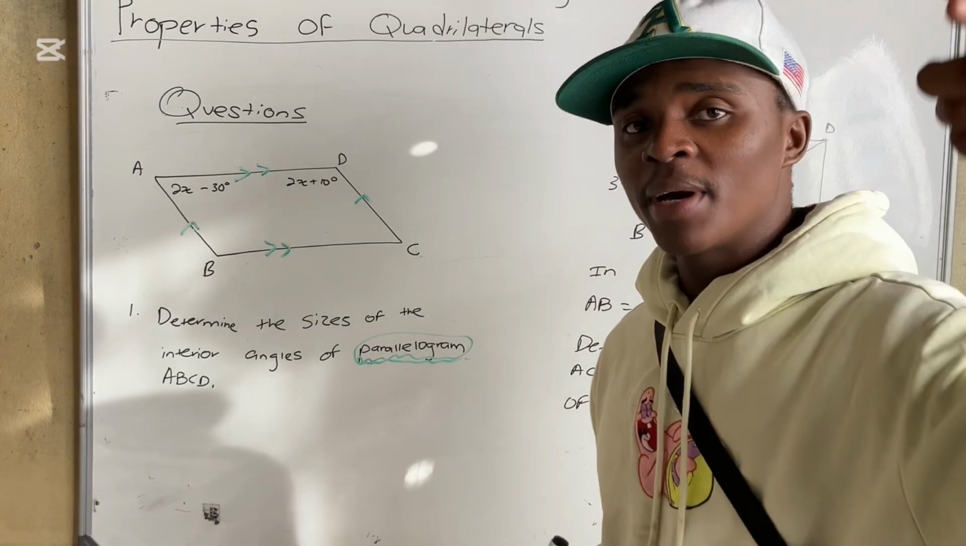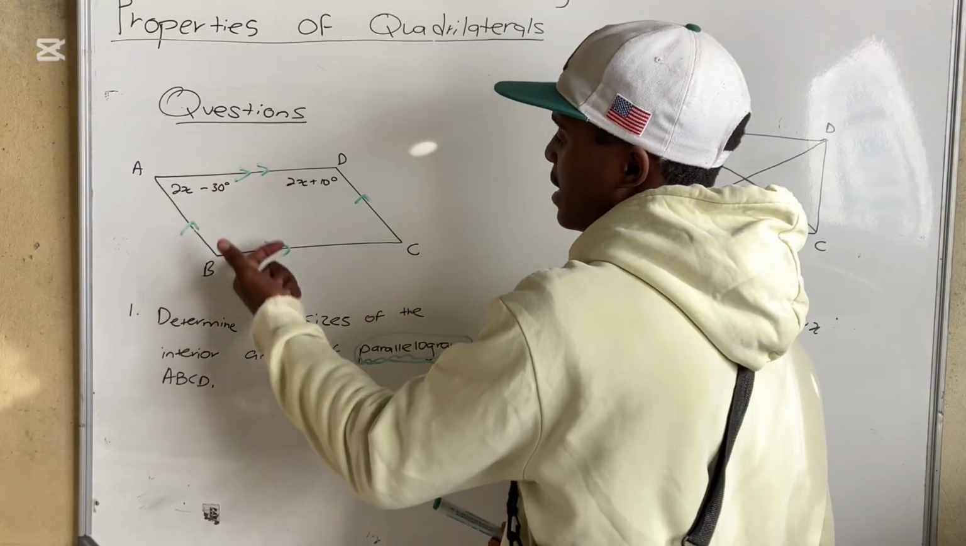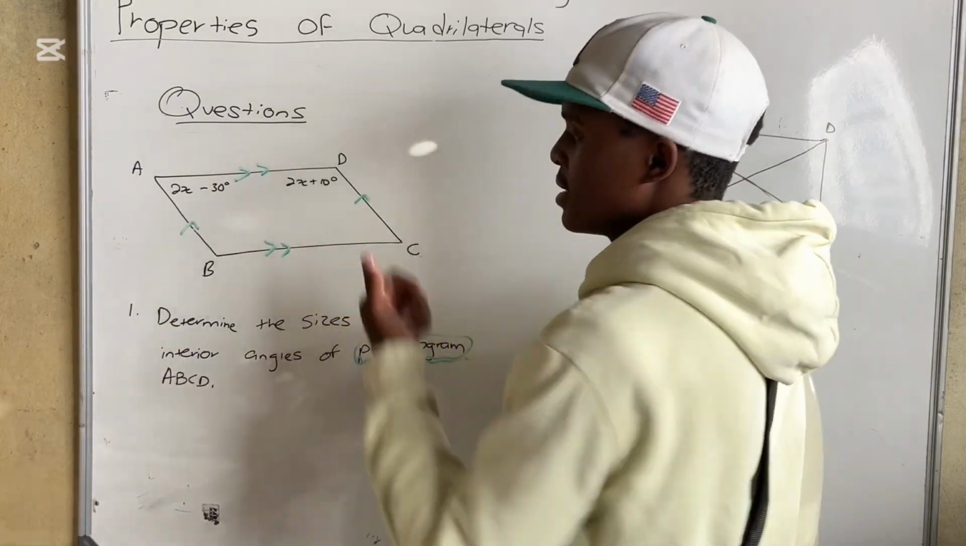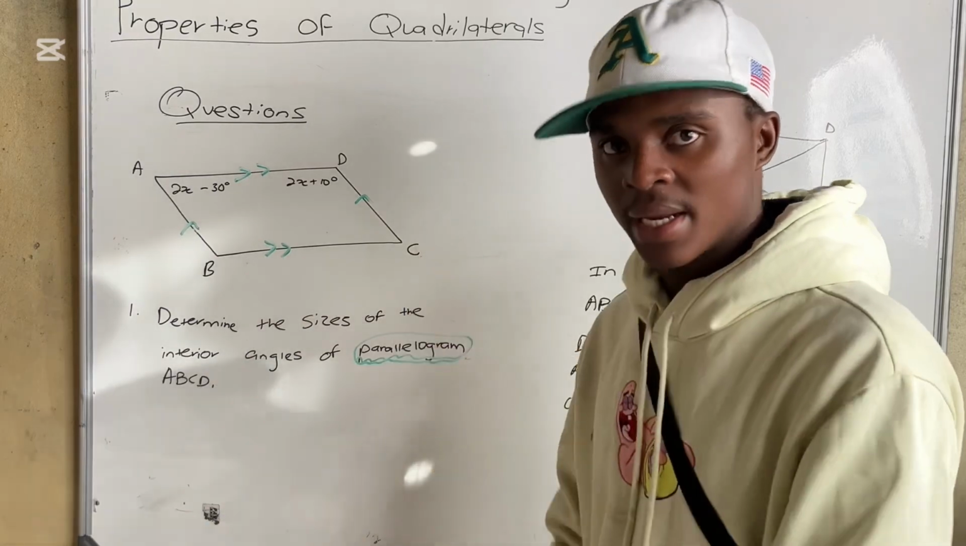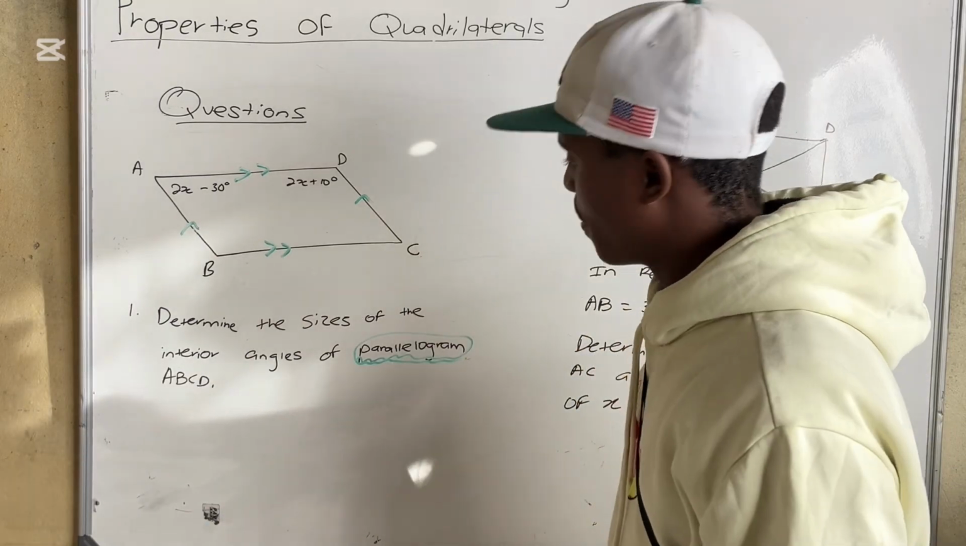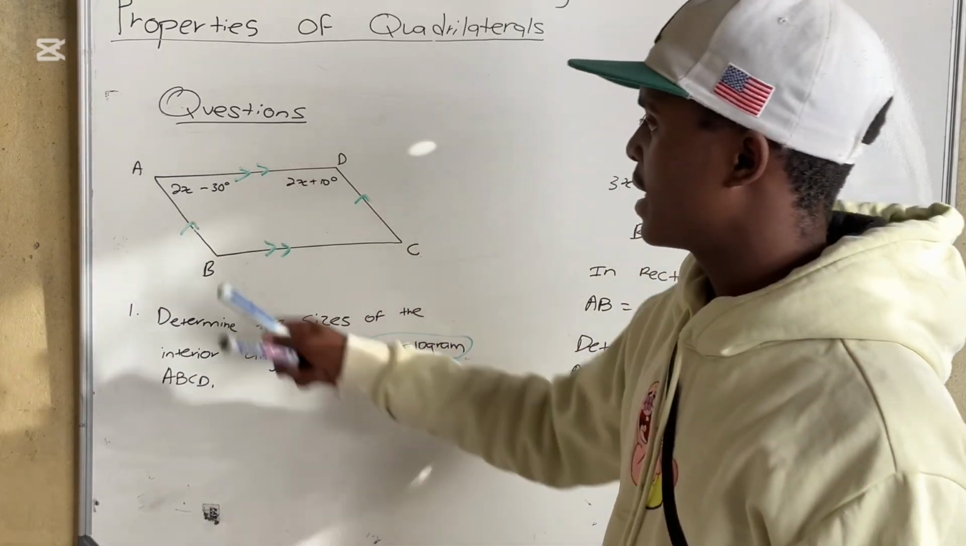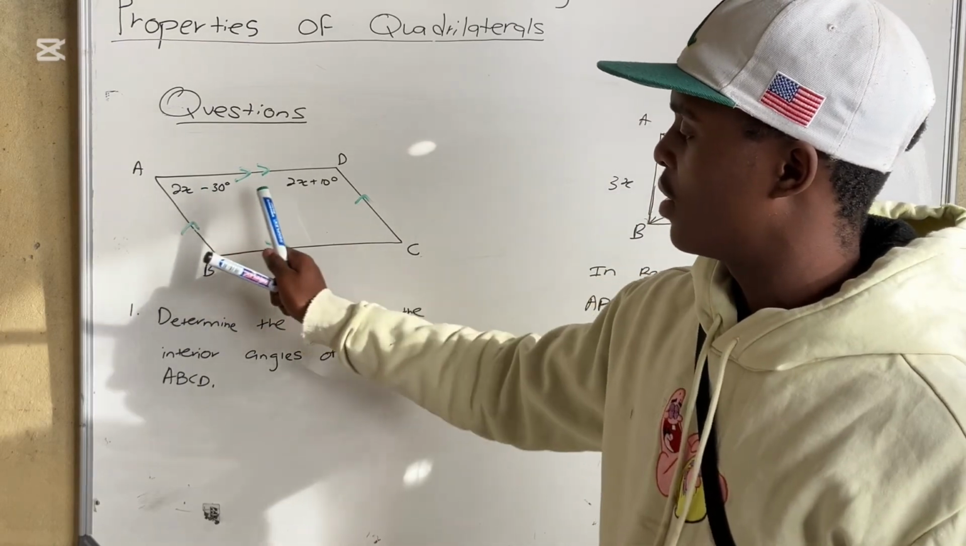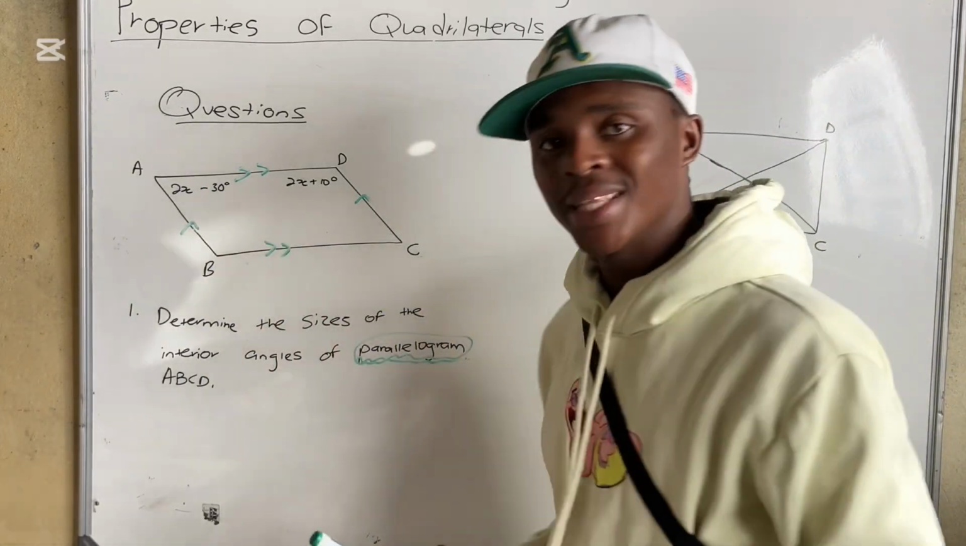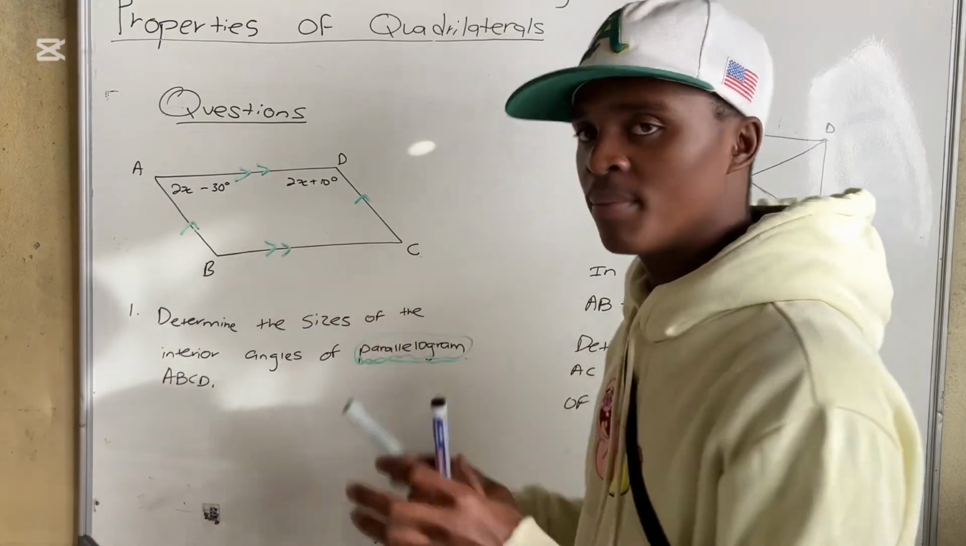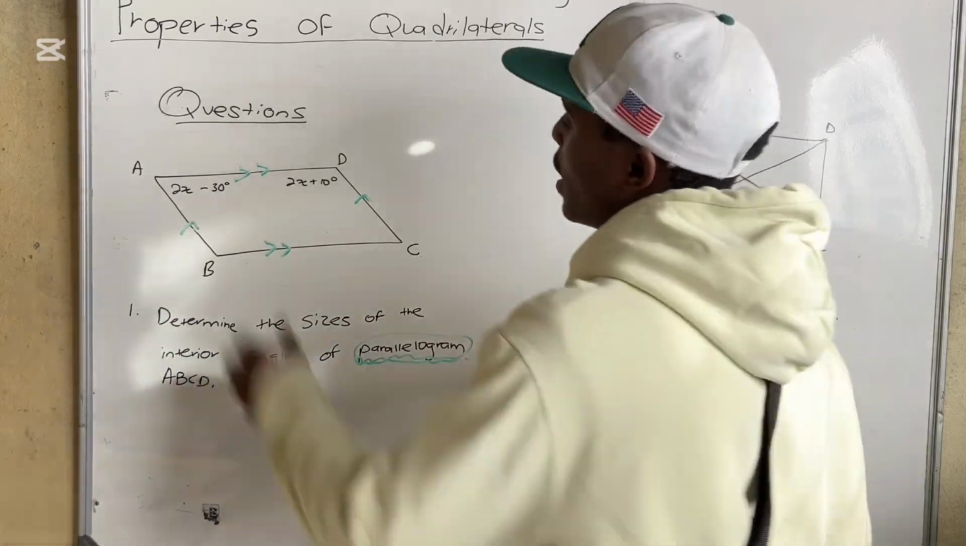And remember, in a parallelogram we said this and this are equal, this and this are equal, meaning they are parallel to each other. So now we have to find the sizes of all the angles. When they say sizes, they mean all of them. They didn't specify for A and D.